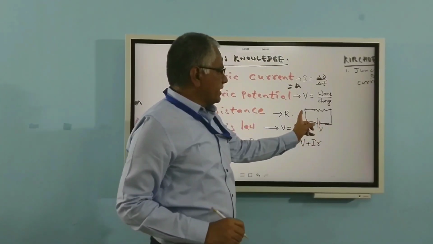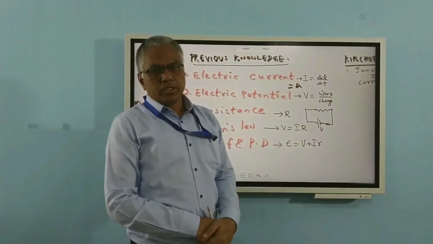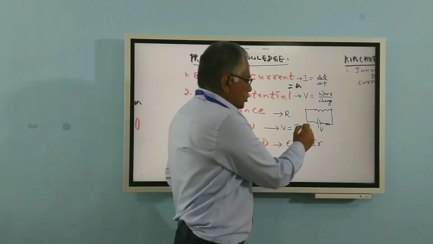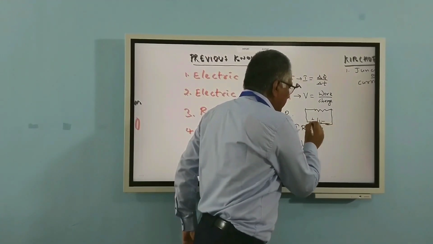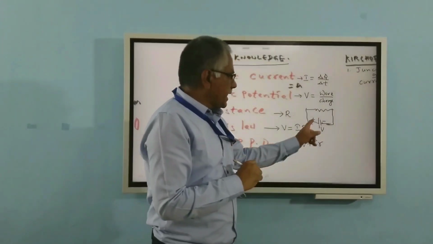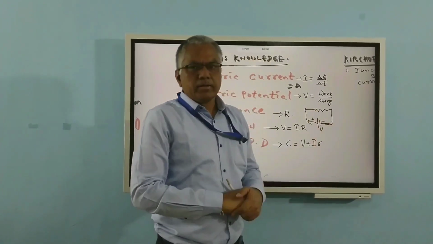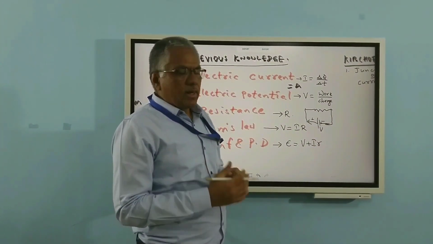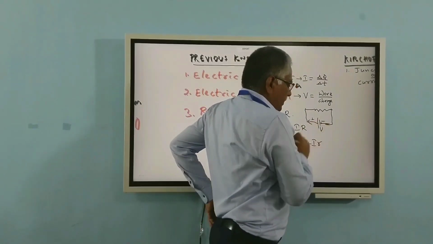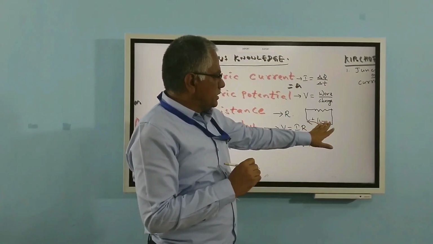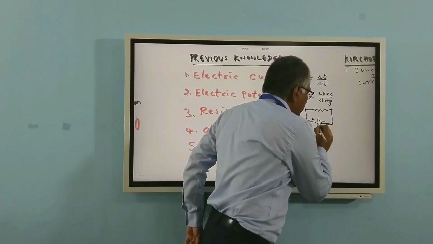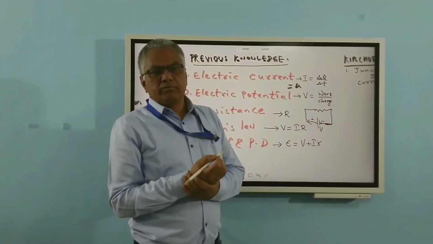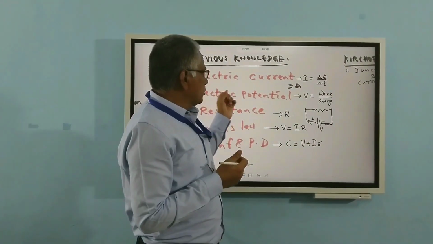When there is potential difference, then only the electric current passes through the circuit. This is the positive and negative. If I show the current direction like this, this is the higher potential, this is the lower potential. That is, from high potential to low potential, the electric current will travel. If the potential difference is zero, means both are at equal potential, then there will not be any electric current in the circuit. That is the electrostatic potential.